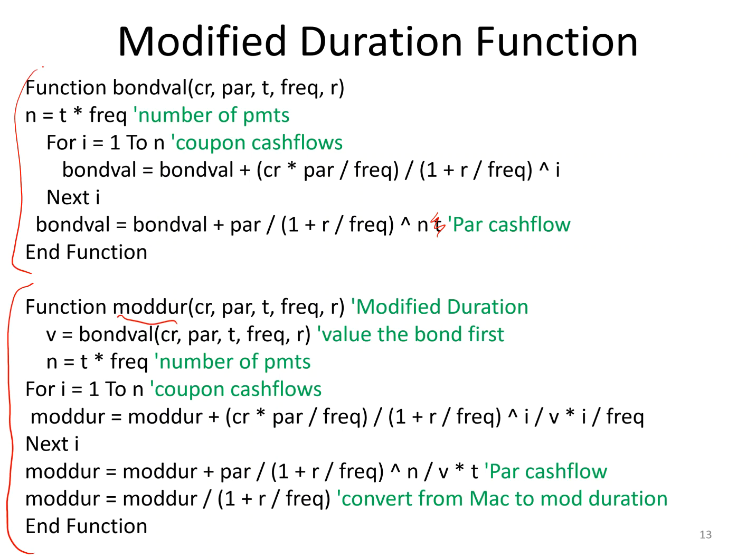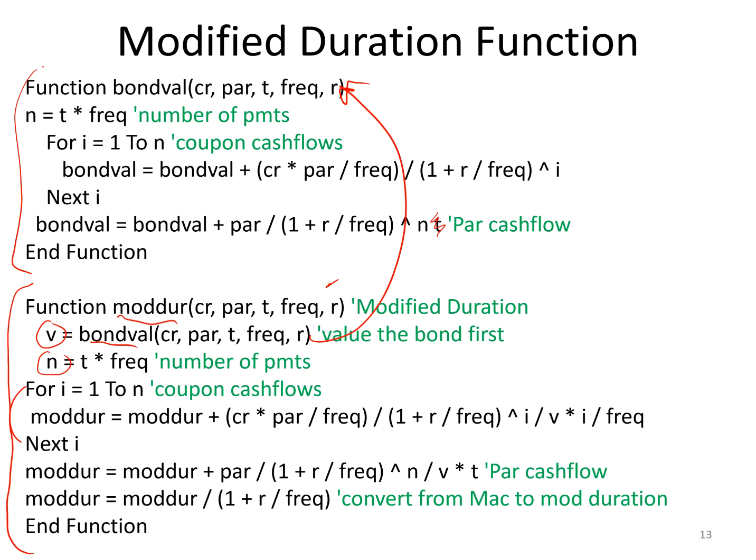Now notice the first thing this function does, it calculates V by calling on bond val. Notice that bond val and modified duration functions use the same parameters. So the first thing modder is going to do is value the bond to get the V. Then it's going to calculate the total number of payments. Then it's going to do a loop.